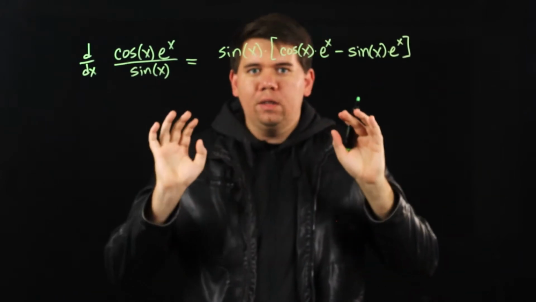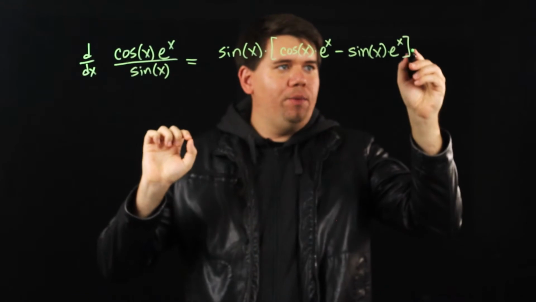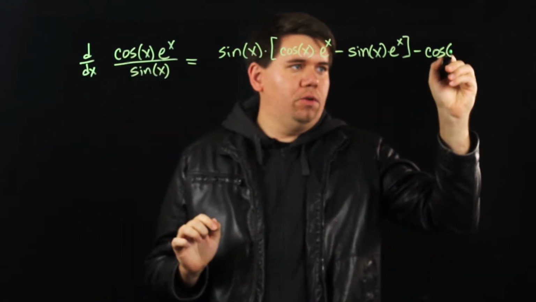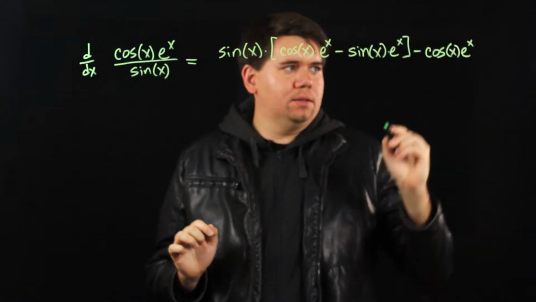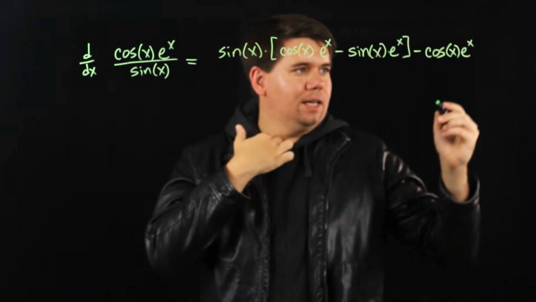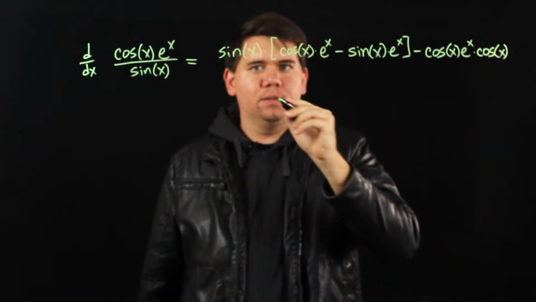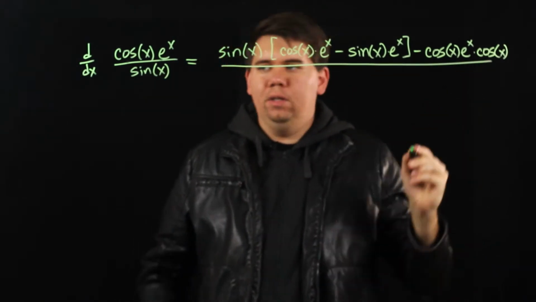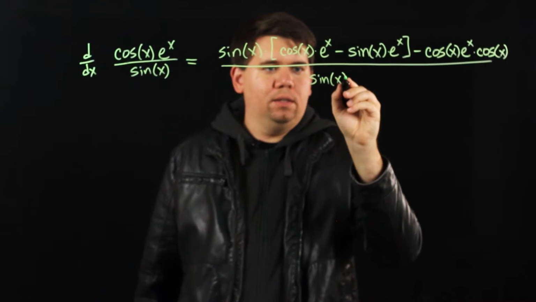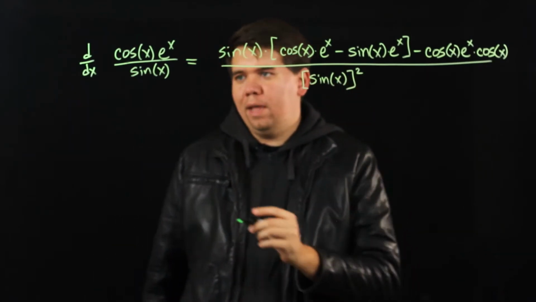Okay, we're doing the quotient rule. We held the bottom, we did the derivative of the top. Now we need to do minus, hold the top, cosine of x times e to the x, times the derivative of the bottom. The derivative of sine is just cosine, so it's times cosine of x. All over the bottom squared. Sine of x squared. Let's see what that gives us.